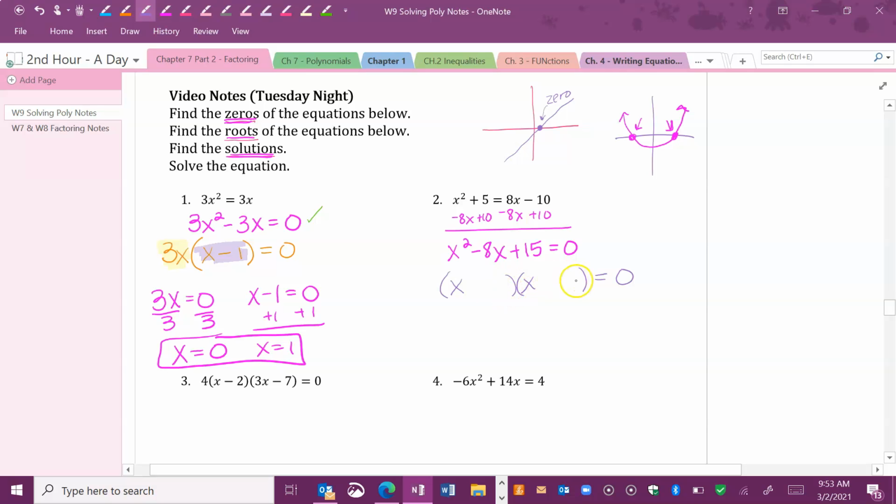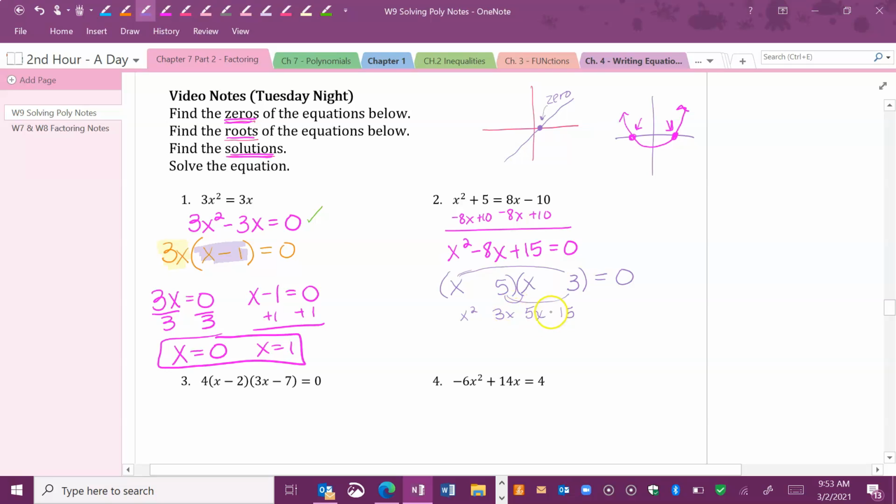I know that this spot times this spot needs to be 15, so I'm going to start with 5 and 3 and see if that works. When I check that, x times x is x squared. X times 3 is 3x, 5 times x is 5x, and 5 times 3 is 15.